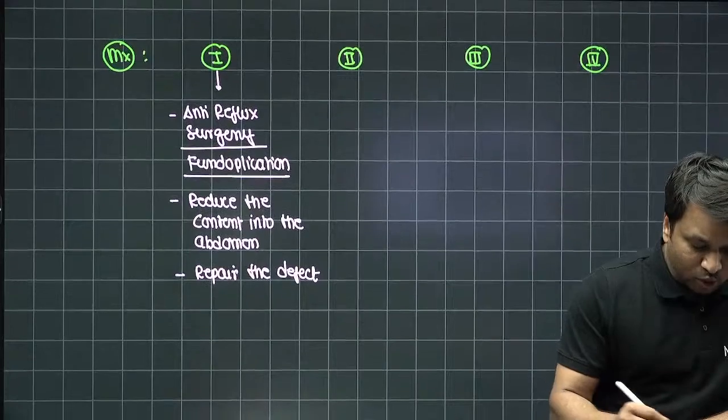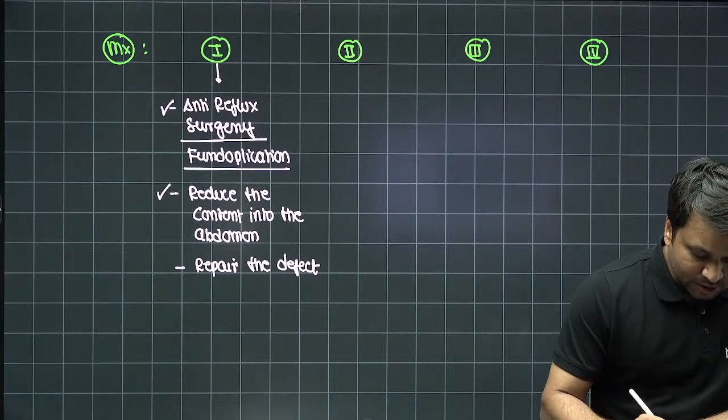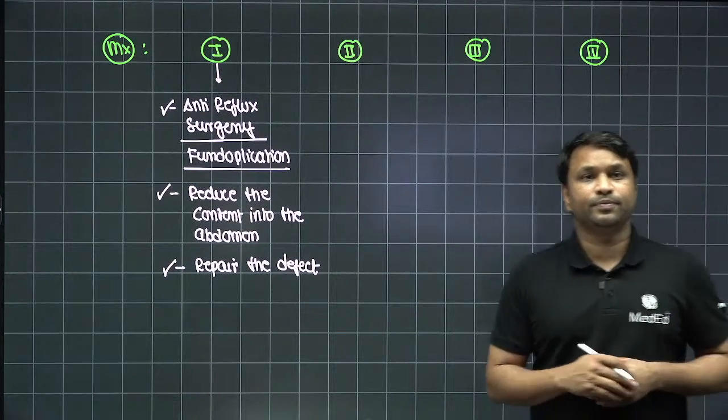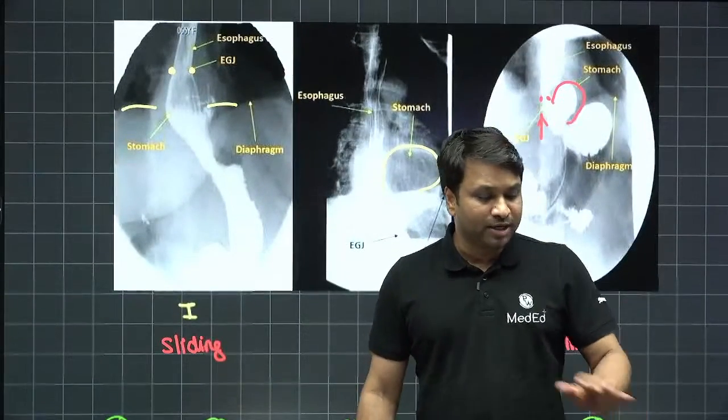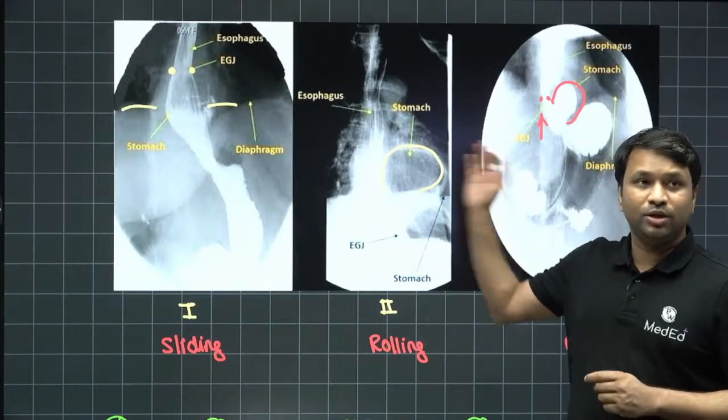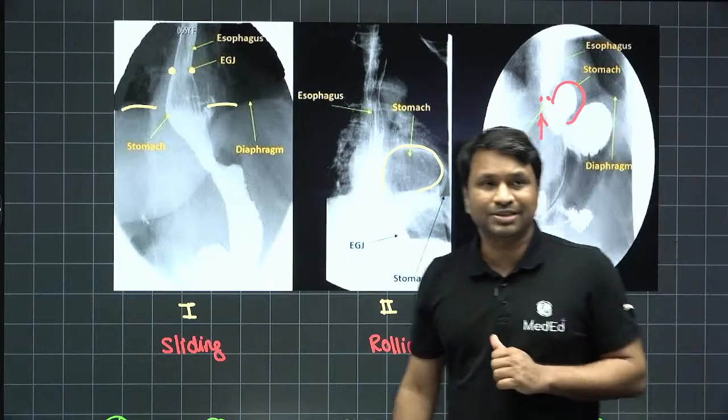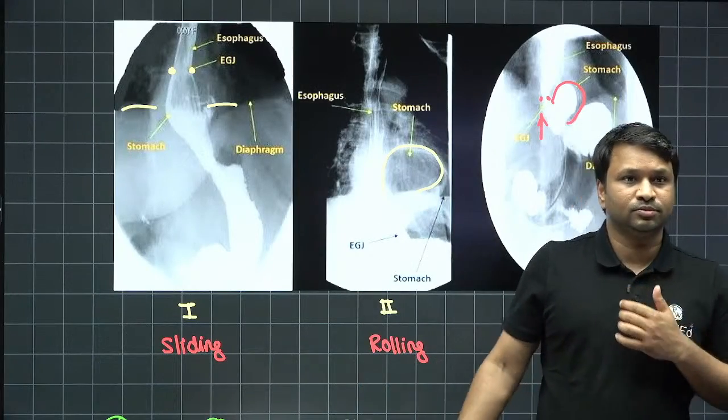So there are 3 goals that you have in type 1 variety, right? But all these images are of contrast, that is going to be barium swallow. All these 3 are barium swallow images, not CT images. Okay.